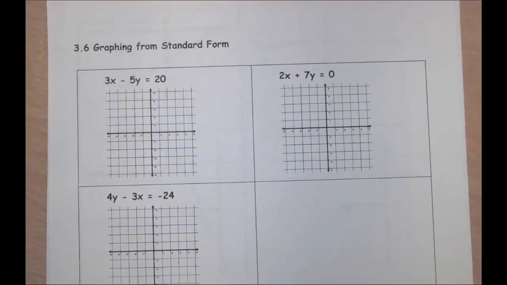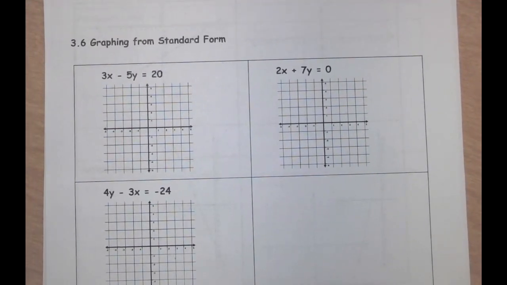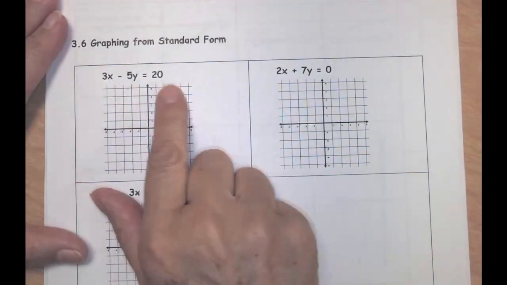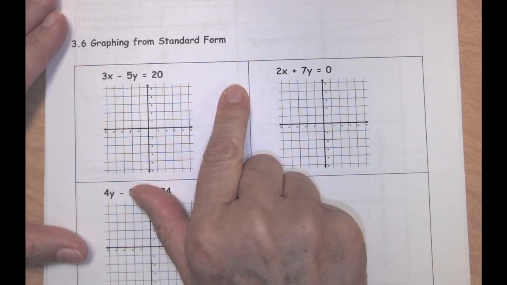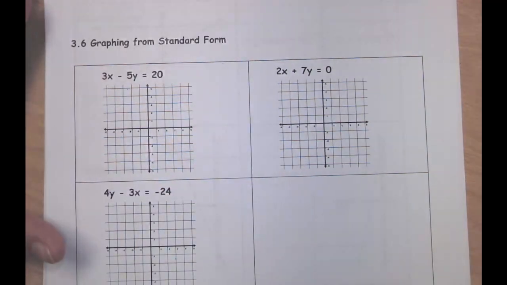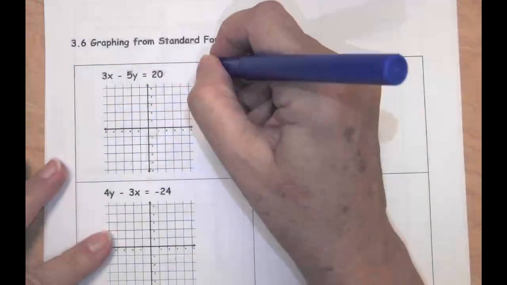We will be talking about Unit 3.6, graphing from standard form. So it's not any different. What we're doing is nothing new. We're taking two things we've already done and combining them. So we're taking an equation that's in standard form and rewriting it to slope-intercept, then we're graphing it.